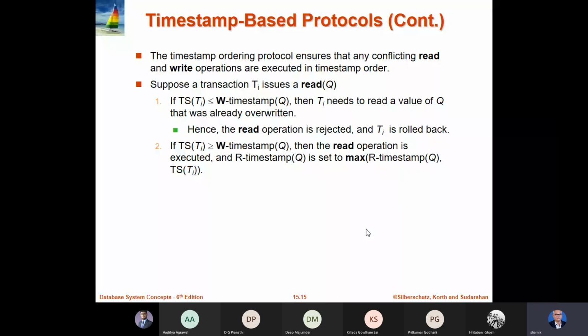And if it is greater than or equal to the write timestamp of Q, then, well, equal to means we can consider one of them as strictly less than. The first one we can consider strictly less than the write timestamp of Q. So if the timestamp of Ti is greater than or equal to the write timestamp of Q, then the read operation is executed, and the read timestamp of Q is set to the maximum of whatever is the current read timestamp of Q and whatever is the timestamp of Ti. So it is very simple: when this Ti is trying to read Q, we check the write timestamp of Q, and if the first condition is satisfied, then Ti is not allowed to read, the read operation is rejected, and Ti is rolled back. Otherwise, the read operation is executed, and the read timestamp of Q is set to the max of the read timestamp of Q and TS(Ti).